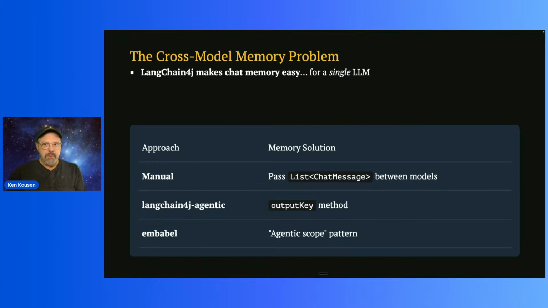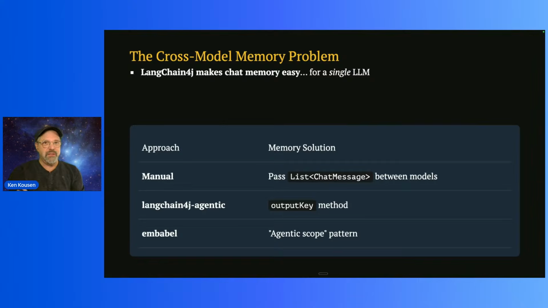So what you'll see in my code is I had to actually instantiate an instance of this class called chat memory. Well, chat memory is an interface, and they have a class called message window chat memory. And I would extract the list of messages from that after each scene was generated and pass that memory over to the other LLM as well. And I had to do all this before the agentic frameworks came along. Well, as we'll see, both LangChain4j Agentic and Embabel have a way to handle this automatically.